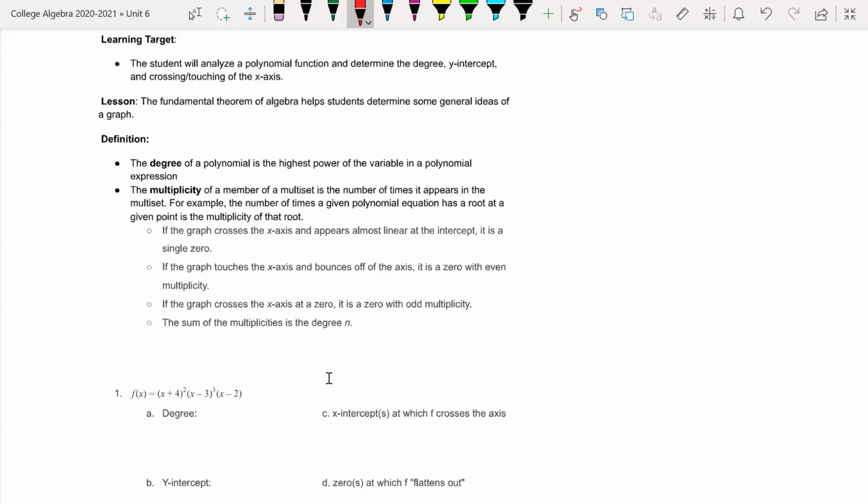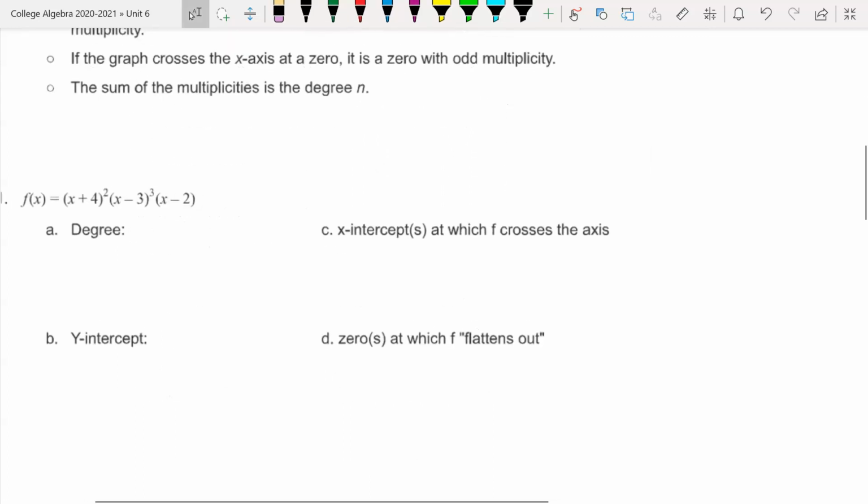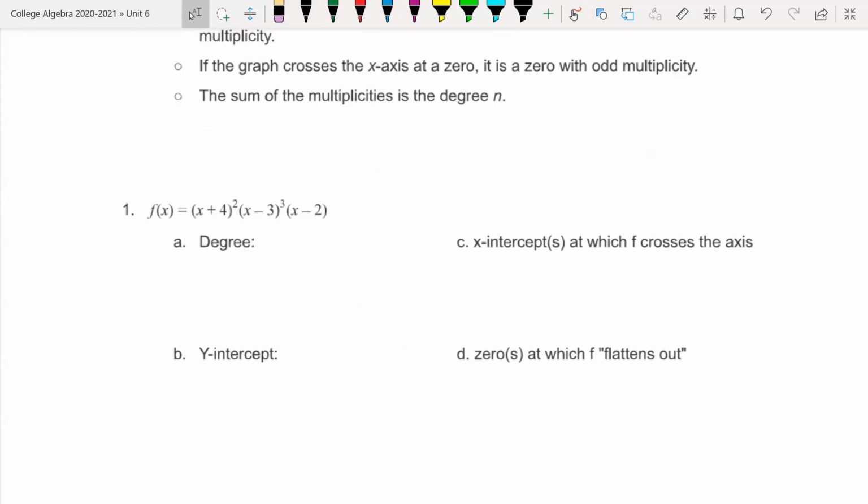I kind of like to do the first one with you. If I gave you this, (x plus 4) squared, (x minus 3) cubed, (x minus 2). So your degree is the sum of the multiplicities. All right. What that means is I'm just going to add the exponents. So I'm going to take 2 plus 3 plus 1. So my degree of this polynomial is going to be a 6.